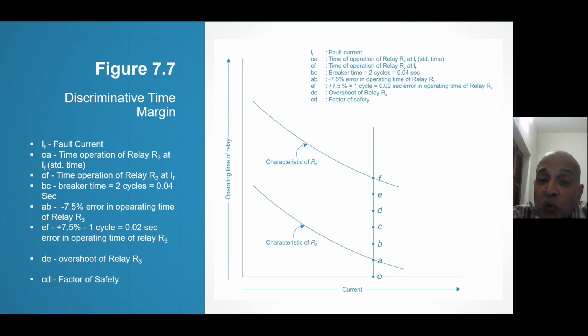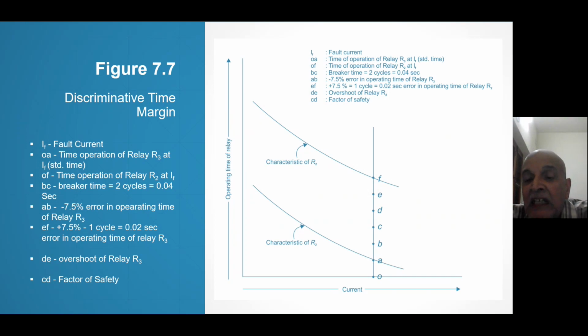Similarly, relay R3 also has time error, right? It has plus 7.5%. It operates faster. That is the worst case. So EF is the time error of R3. Now, you see, after time OB, R2 has operated. R2 has operated does not mean that fault is cleared. Fault is not cleared by relay. Relay gives signal to breaker and breaker operates. No doubt nowadays 1 cycle, 2 cycle breakers are available. So BC is breaker time. BC, breaker time, I have considered 2 cycles, 0.04 seconds.